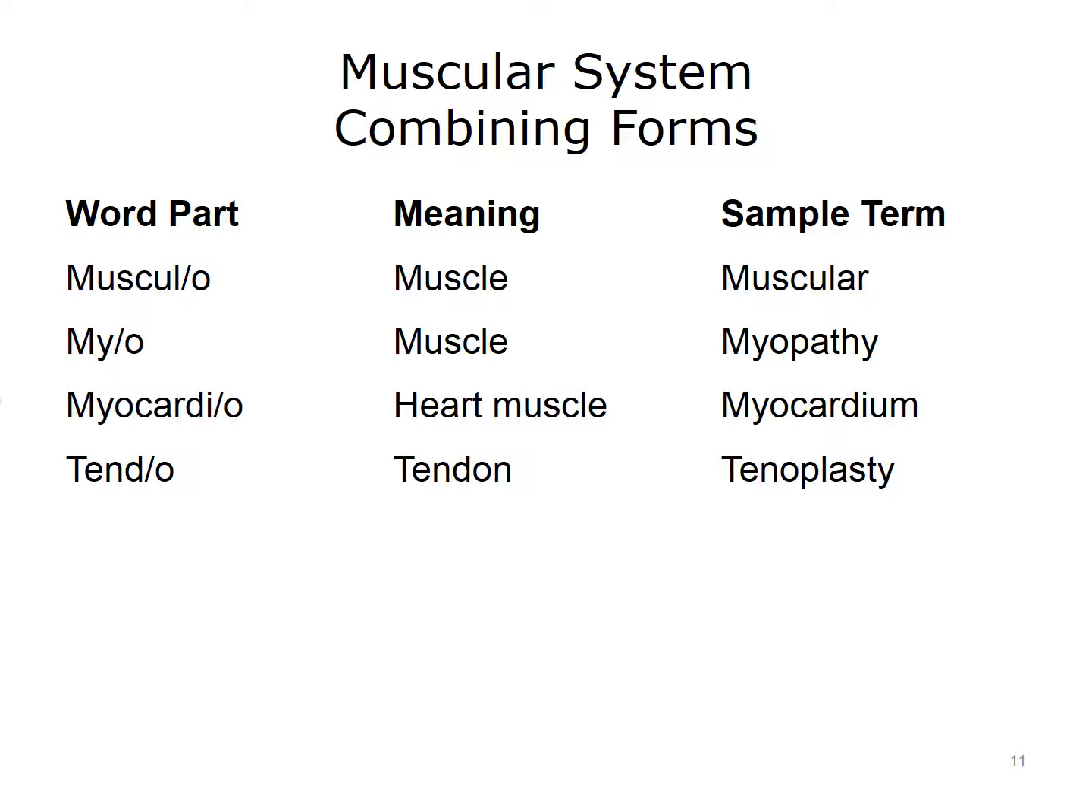Here are some key word parts for the muscular system, along with their meanings. In the third column, you can see some of the medical terms that we can create by combining word parts. You should return to the online medical dictionary to hear the pronunciation and become familiar with the meaning of the created terms.